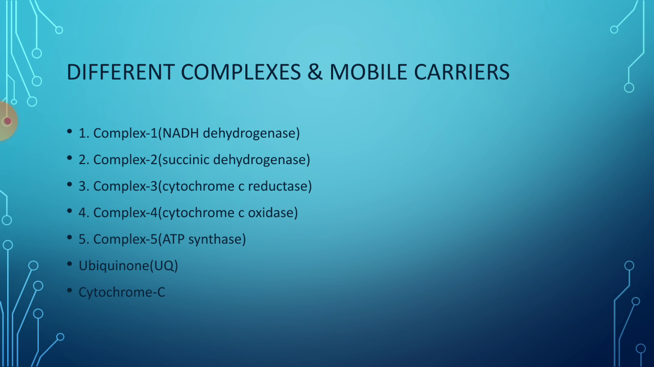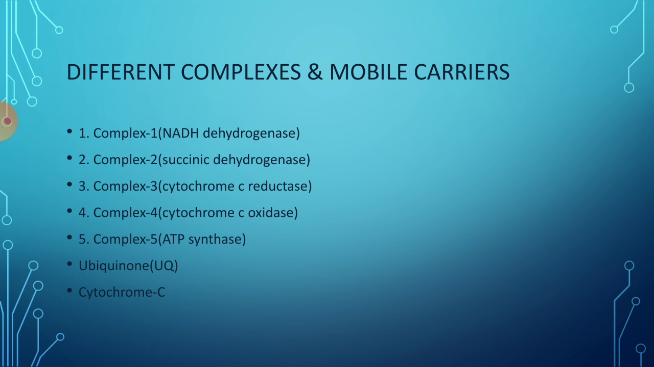It contains 2 parts. One is head region or F1 region. It is present freely in the matrix of mitochondria. And the second part is tail region, that is also called F0 region. It is fixed in the inner mitochondrial membrane. These are the details of 5 different complexes involving in this process.